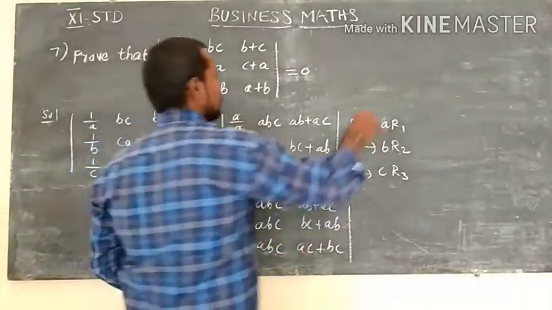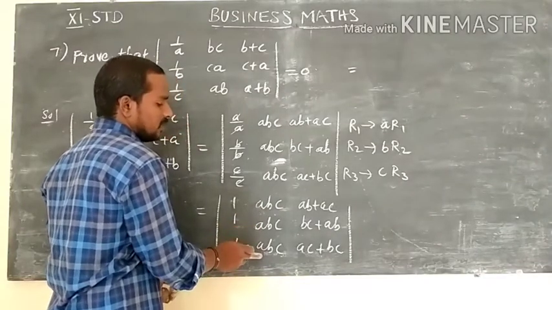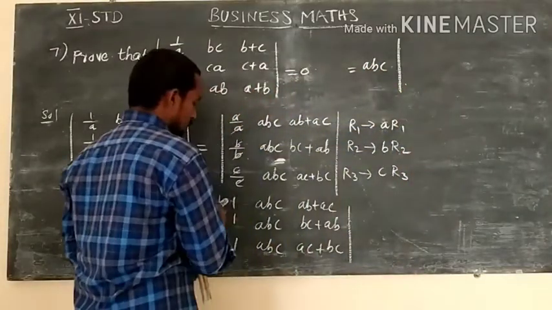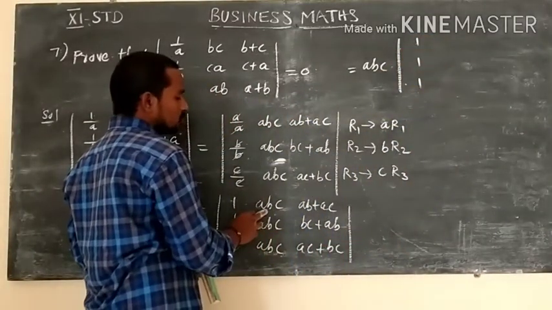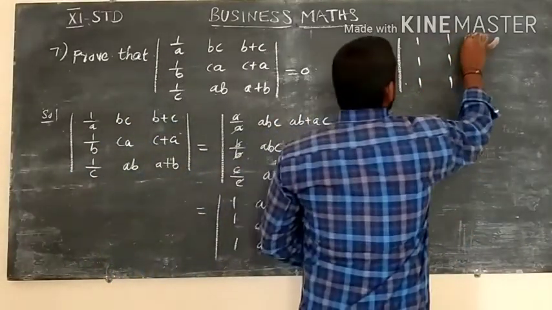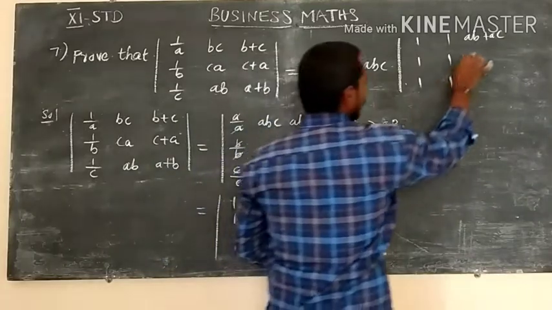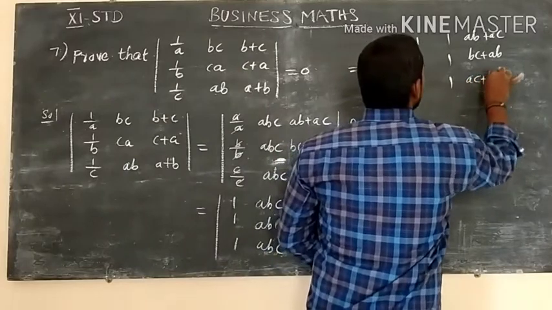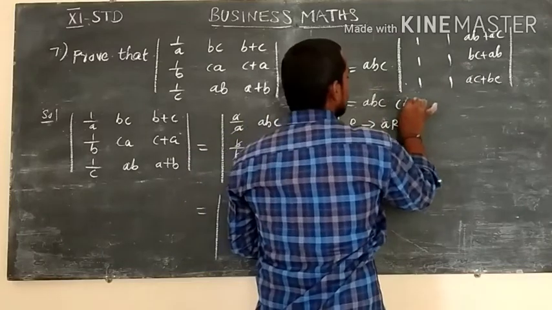Consider the determinant. Column 2 has the common term ABC, ABC, ABC. So taking ABC outside, we get 1, 1, 1 here, and column 2 is all ABC, so 1, 1, 1. The remaining terms are AB plus AC, BC plus AB, then AC plus BC. This is equal to ABC into 0.